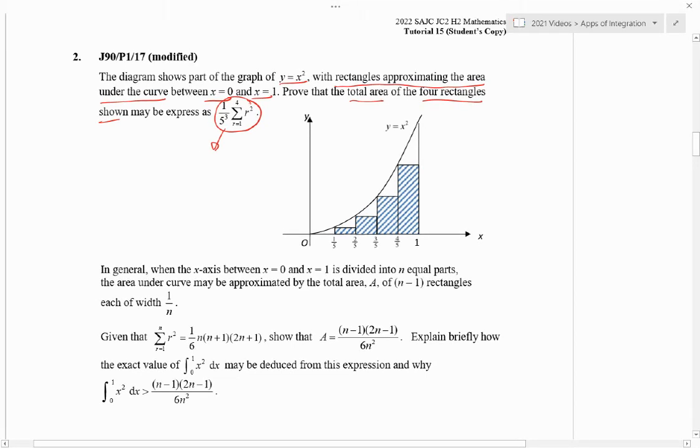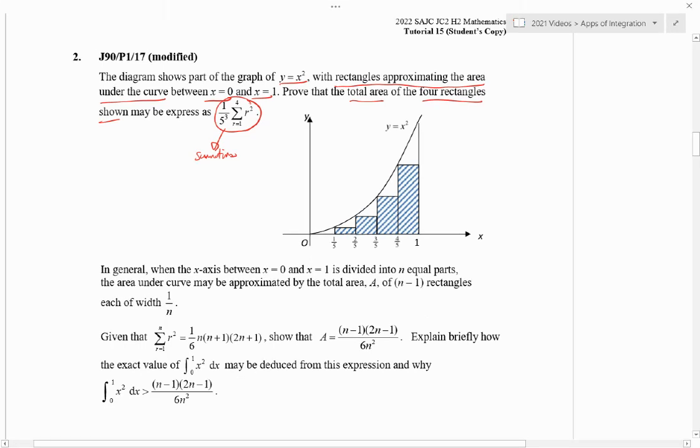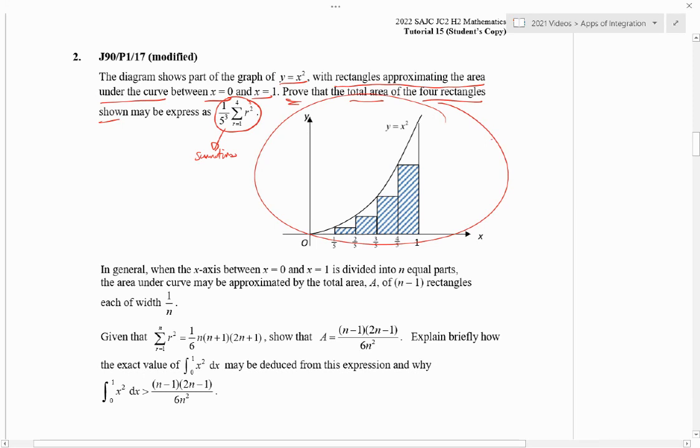So you notice that summation becomes one of the prerequisites that you need to have. This is in chapter 2. But you need to prove that this total area can be expressed as this. The expression is given, the graph is given for you here. So this is the first requirement of the question.